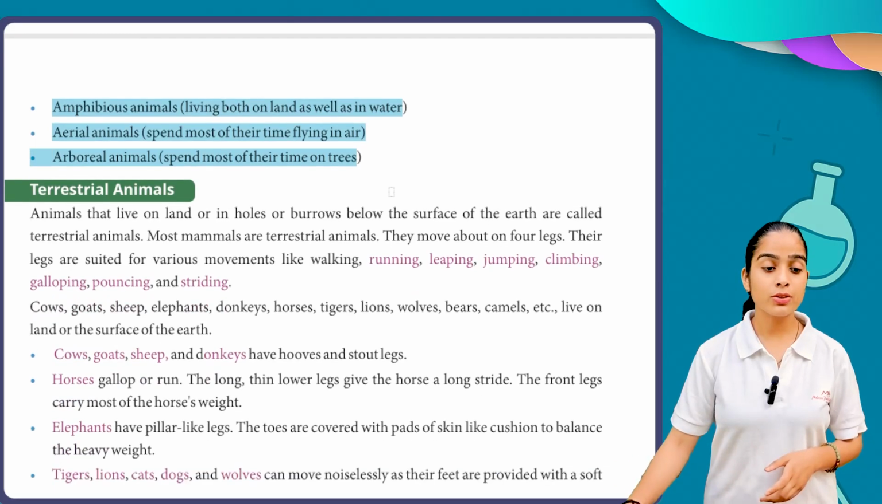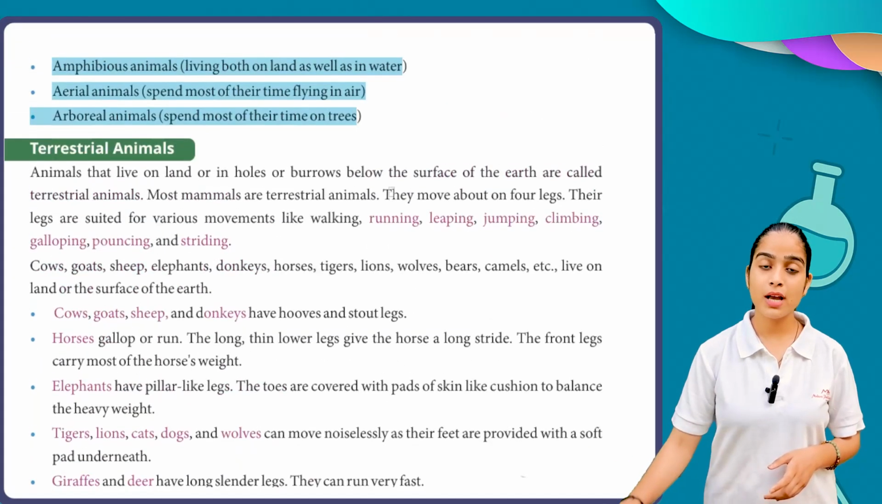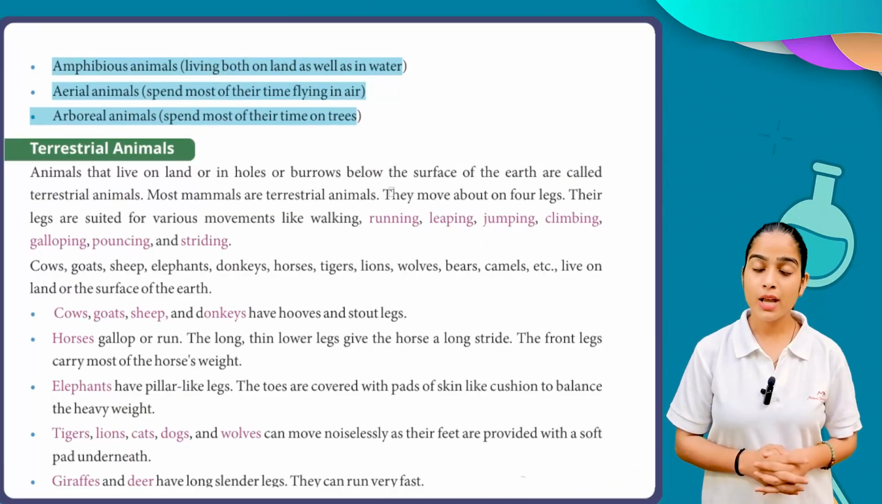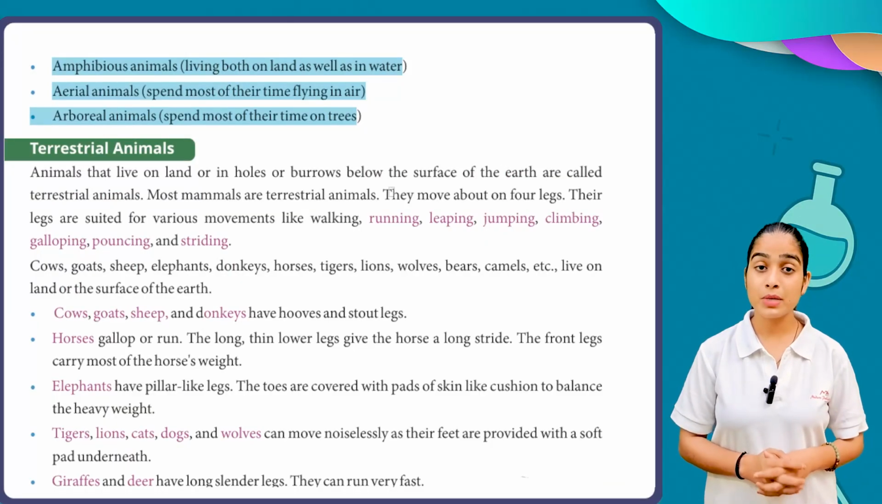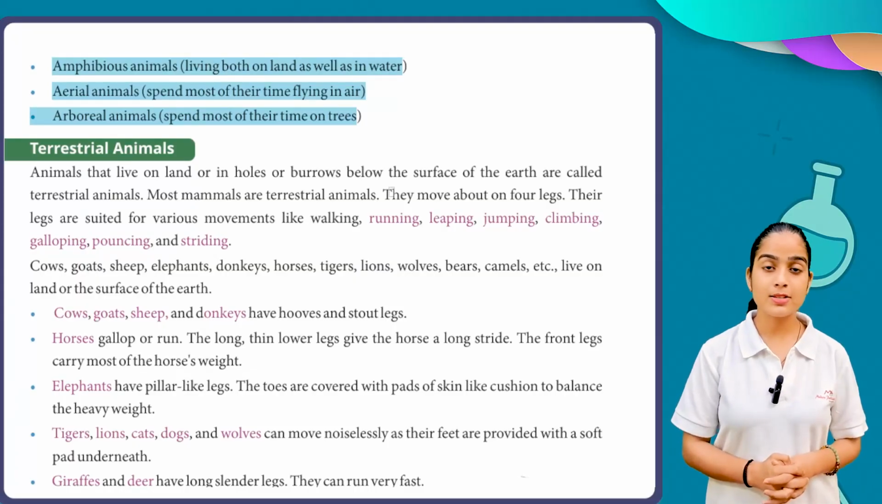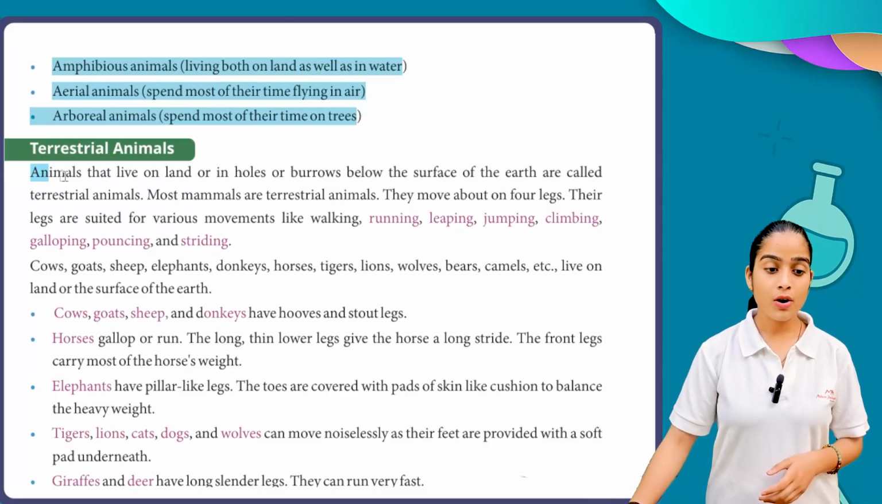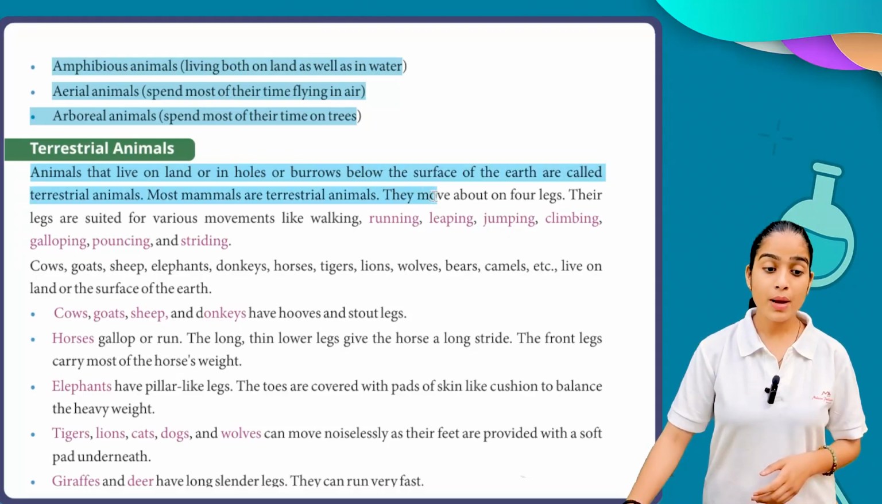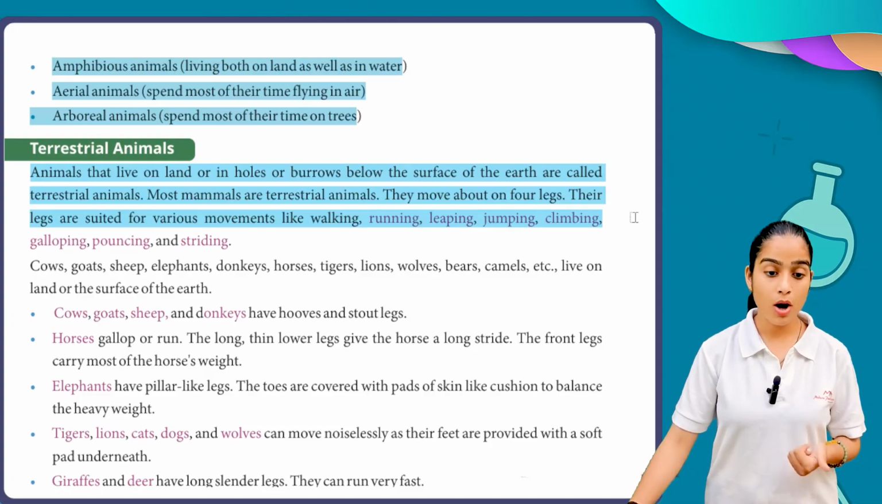Now, first we are going to discuss the terrestrial animals. Those animals who live on land are referred to as terrestrial animals. Animals that live on land, in holes or burrows below the surface of the earth, are called terrestrial animals. Most mammals are terrestrial animals. They move about on four legs. Their legs are suited for various movements like walking, running, leaping, jumping, climbing, galloping, pouncing and steering.